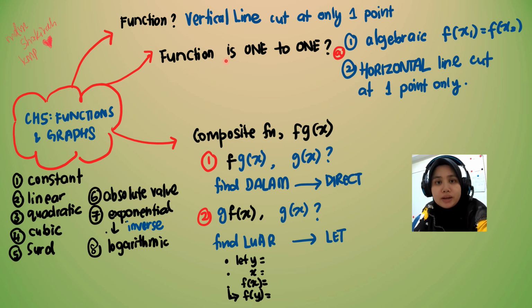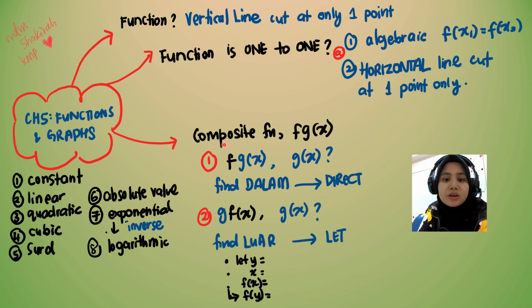Next, you will have to identify whether the function is one-to-one or not. To identify this, you can use the algebraic step: you make sure the left hand side and the right hand side are equal, f(x1) equal to f(x2). Or you can draw a horizontal line, and the horizontal line should cut at only one point. So your horizontal line should be like this. Just now, the vertical line was to check whether it is a function or not. The horizontal line is to check whether it is one-to-one or not. Simple saja. That's not hard.